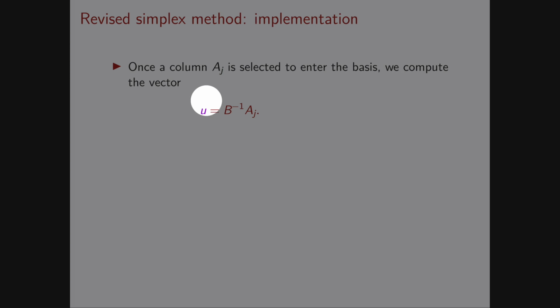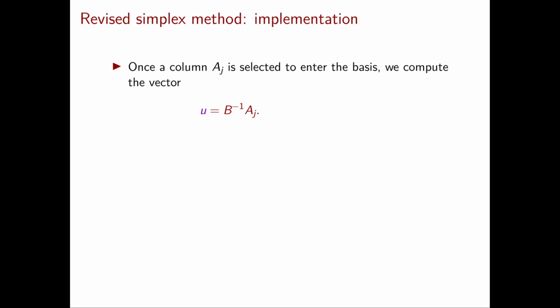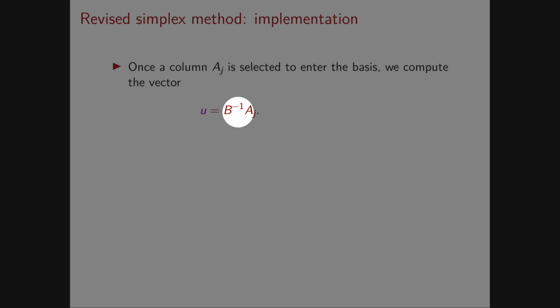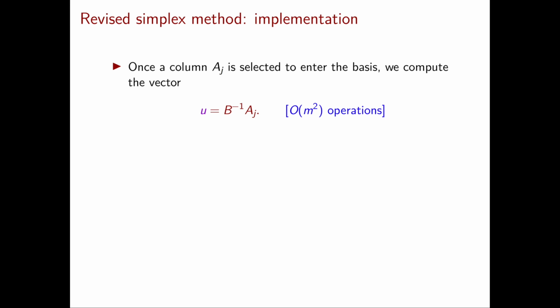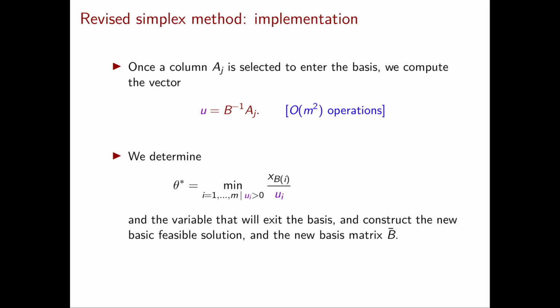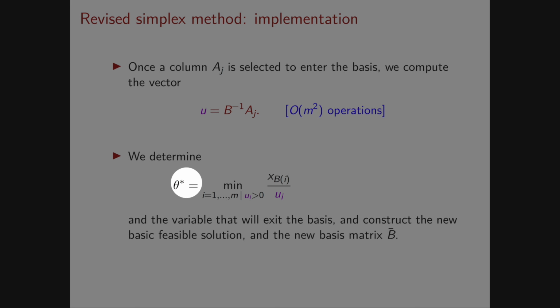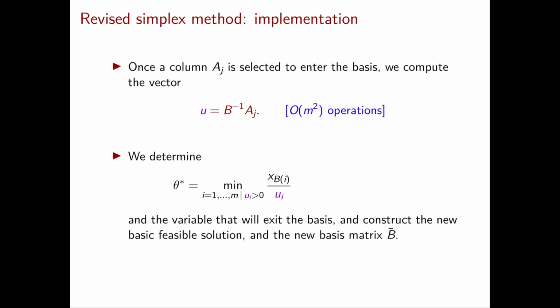Then we need to compute the vector u, and we compute it using the formula B inverse Aj. Also here, this is simply the product of an m by m matrix times an m vector. So u can be obtained with O of m square operations. Then we compute theta star, as always using the formula min of xbi over ui over all i from 1 to m with ui positive. Like in the naive implementation, this takes a big O of m operations.